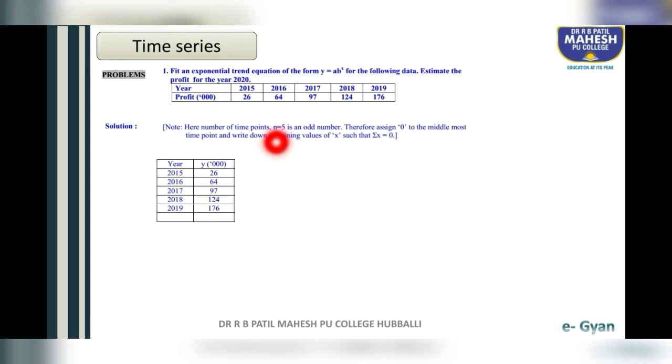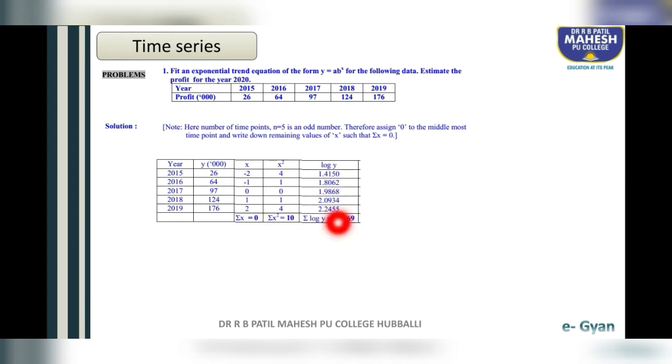Okay, here the first column is year, and the second column, profit, gives the y values. If n is an odd number, in the middle year you have to put 0, then minus 1, minus 2 above and 1 and 2 below. After writing x, you have to find x square. Minus 2 square is 4, minus 1 whole square is 1, 0 square is 0, 1 square is 1, 2 square is 4. So next you have to find log of y values.